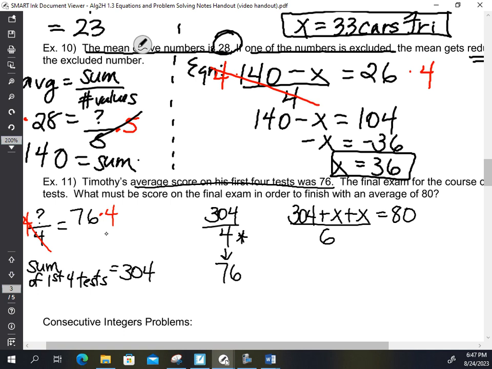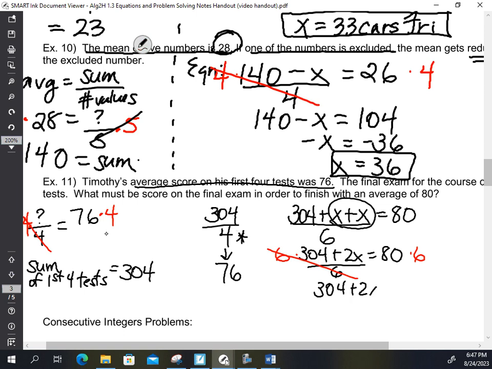Now we can go ahead and start solving the problem. So some light combining like terms. 304 plus 2x over 6 equals 80. Get rid of that denominator. So 304 plus 2x equals 480. Subtract 304 on both sides. 2x equals 176. So x equals 88.